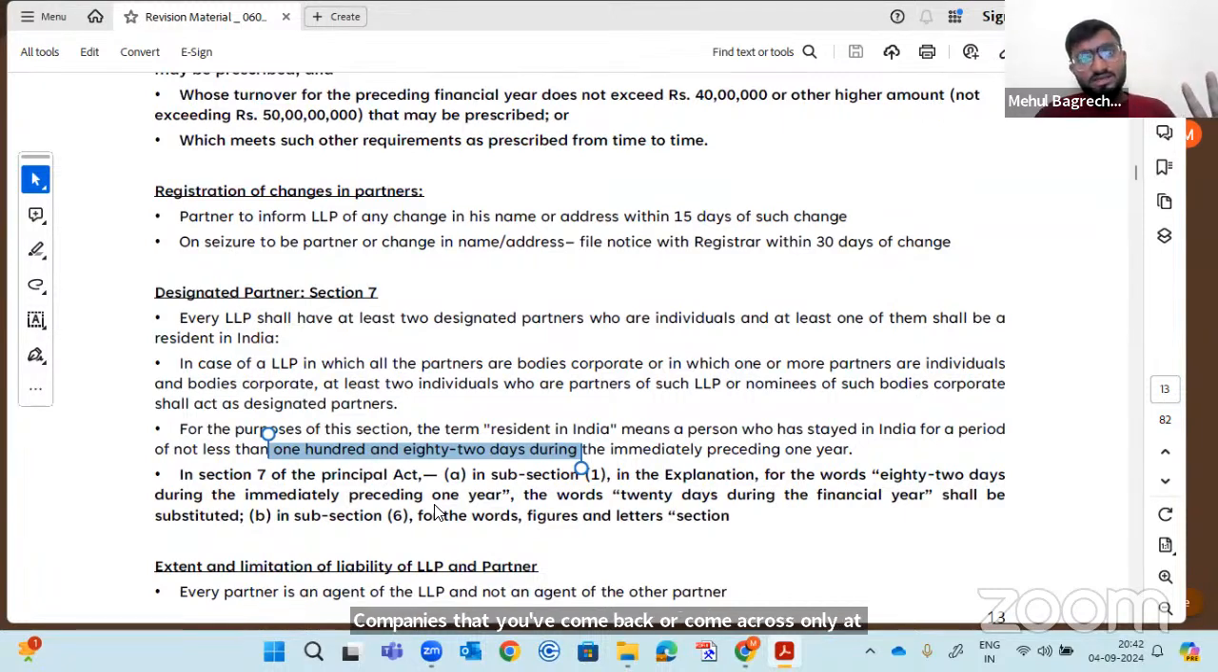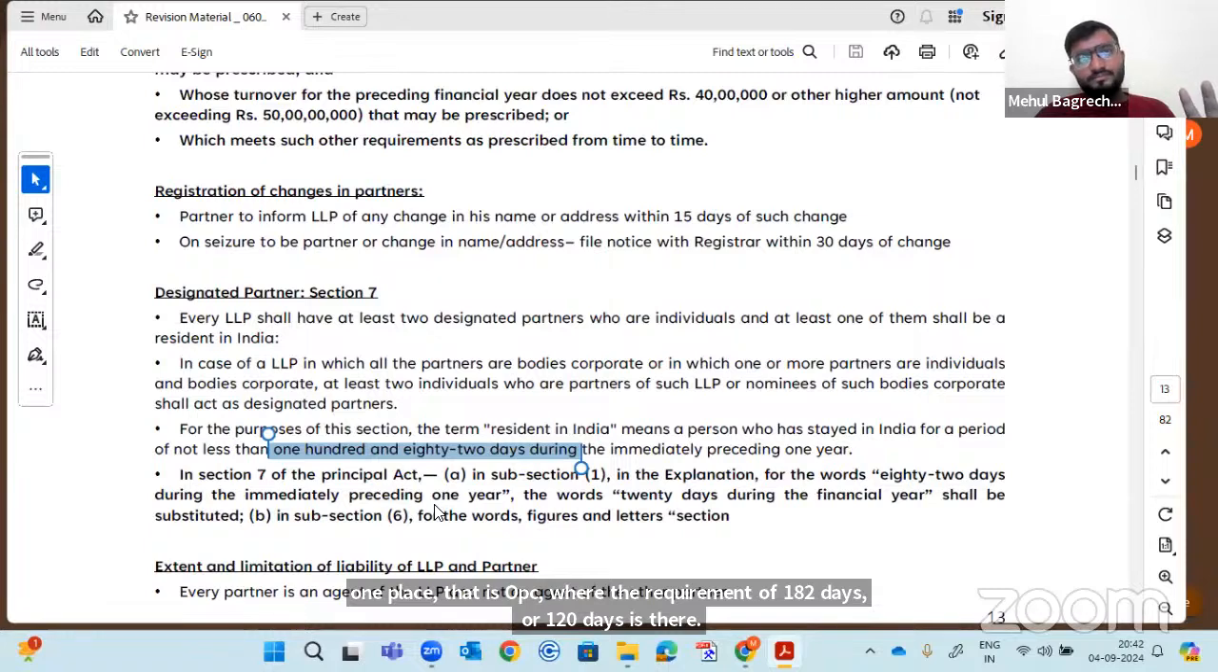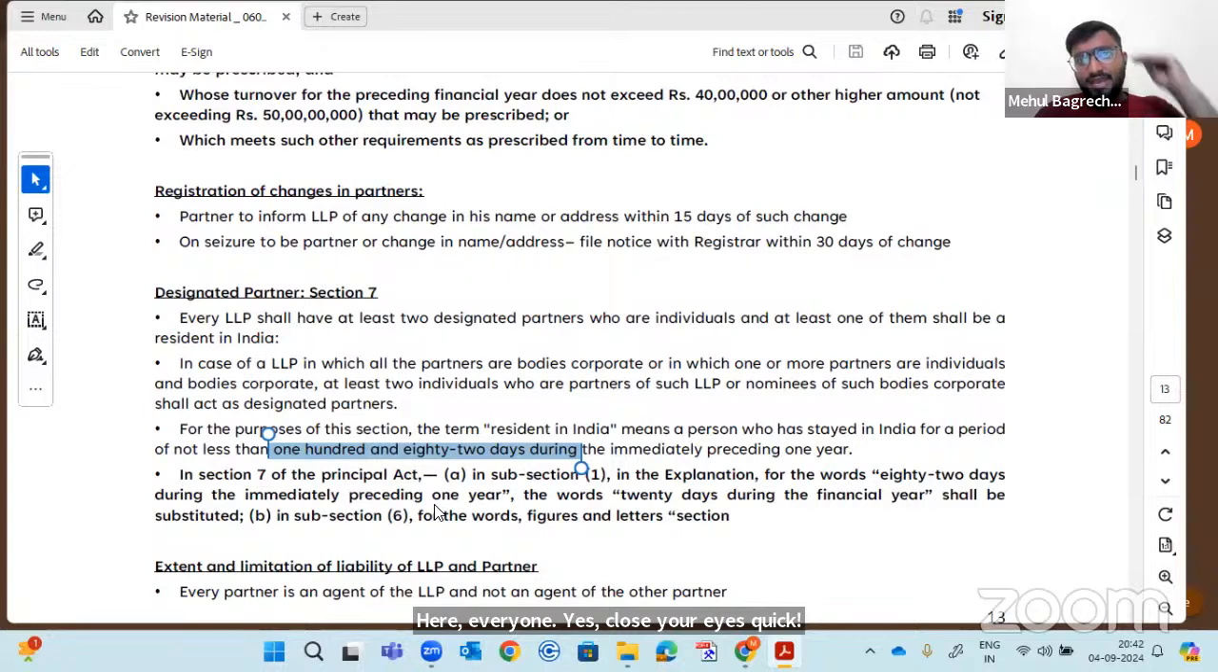Clear, everyone? Close your eyes, quick. OPC, 120 days. LLP, 182 days. OPC, 120 days. Designated partner concept in LLP, 182 days. OPC, 120 days. Designated partner, 182 days.